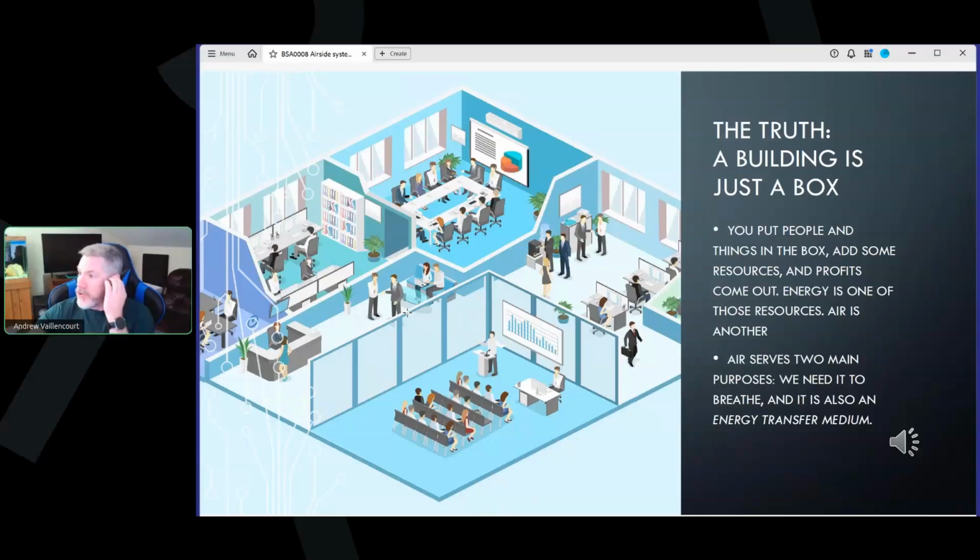So the truth, the building is just a box. Whenever we do these sessions, we did it for waterside, we're going to do it for this one. I need you to keep in mind that a building is just a box. It is a 6-sided vessel, and we pour things into the vessel, and hopefully profit comes out. Or if we're a non-profit, hopefully product comes out, or whatever it is we're trying to get out of the building. One of the things we pour into the building is energy.